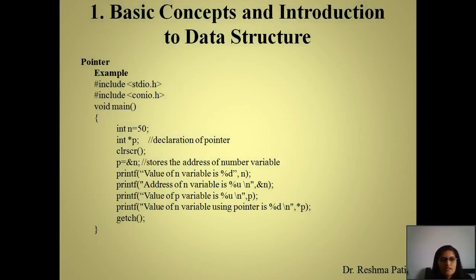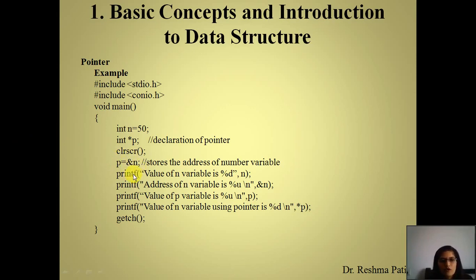This is a simple example of a pointer. First two lines are header files stdio.h and conio.h. Inside the void main we have to write all the program. First variable is an integer variable, int n = 50. The value 50 is assigned to this variable. Second variable is a pointer variable, of type integer. So int *p is the pointer variable. clrscr() will clear the console. Then here we have to assign the address of the variable to the pointer variable, because a pointer variable stores the address of another variable. So here p stores the address of the n variable.